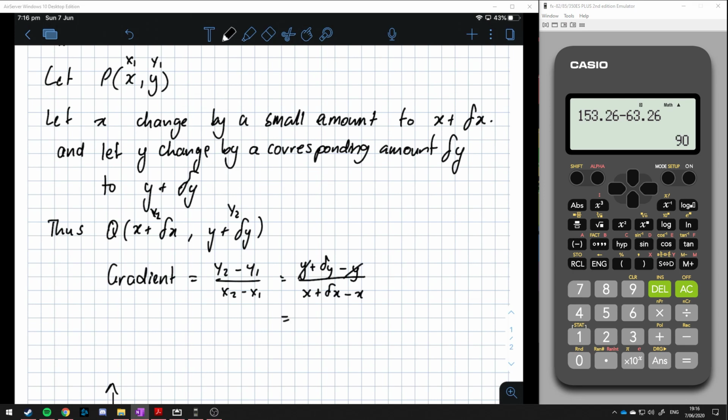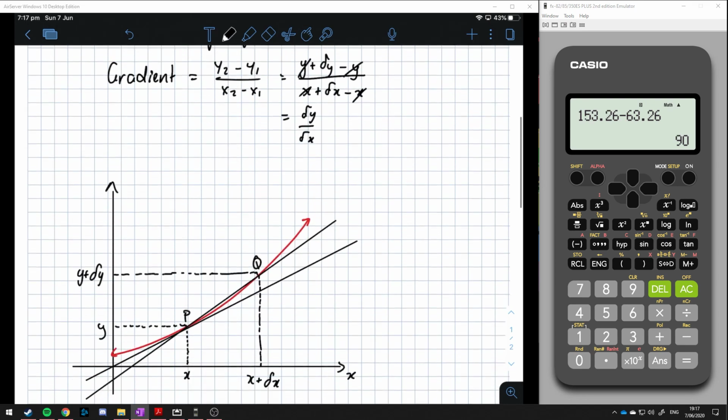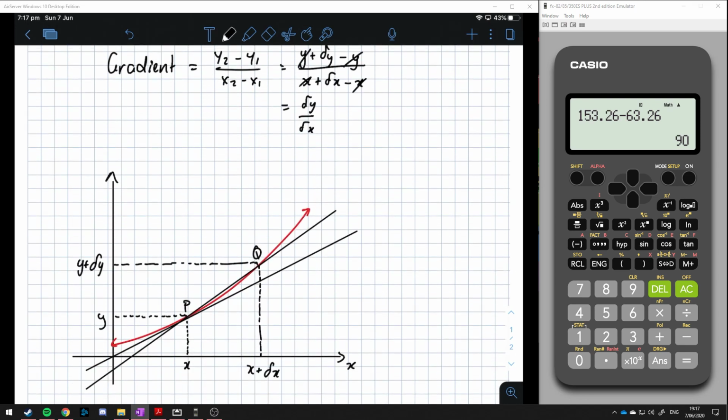So the y and the y cancel out, the x and the x cancel out, and so we get this gradient is equal to the little change in y over the little change in x. Okay, so depending on how small we make that little change, so depending on how much further we go in these directions, we can define our gradient as that little change that we've made. So the little change in the y over the little change in the x, okay?